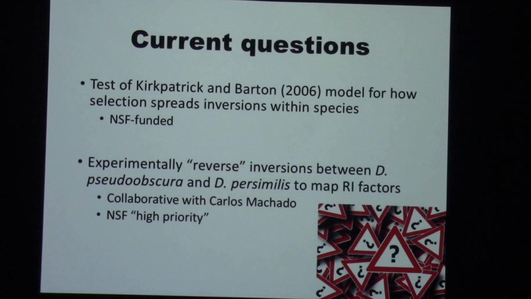That actually isn't even in Drosophila pseudoobscura or personalis. He's doing that in melanogaster, but it's just a cool study that sort of goes along with all the things we're looking at because it has to do with those recombinational suppression effects of inversions.